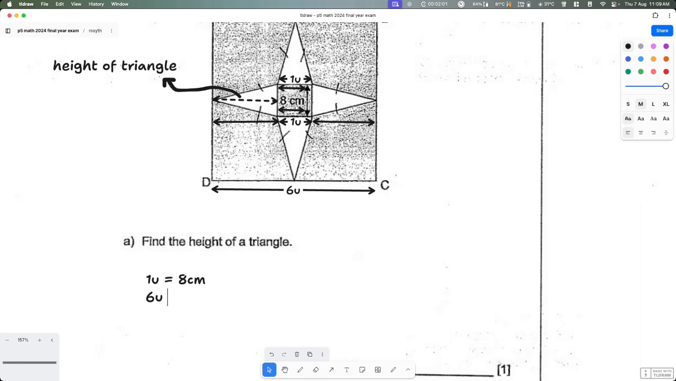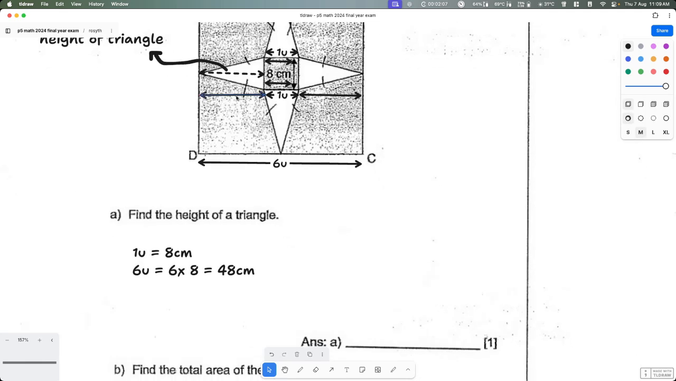Then we know 6 units equal to 6 times 8, which equals 48 centimeters. Okay, so how many units are these two over here? We can just say 48. So we know that these two sides are 48. So what are these two sides?